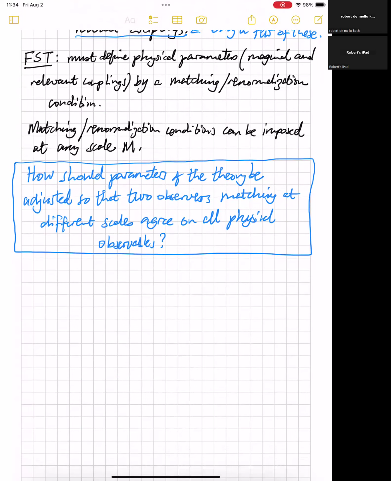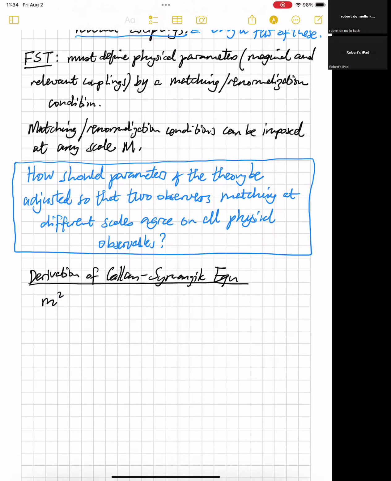Okay, let's now derive the Callan-Symanzik equation. So let's say derivation of Callan-Symanzik equation. Good. Okay, now I'm going to make a simplifying assumption.